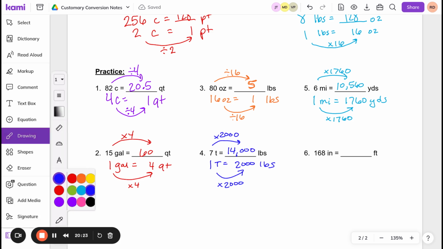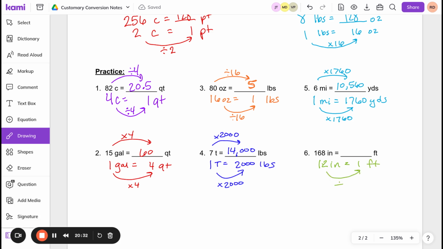And last but not least, we have 12 inches in 1 foot. We're getting smaller, so we're going to divide by 12. Whatever you do to the bottom, you do to the top. So 168 divided by 12 is 14.